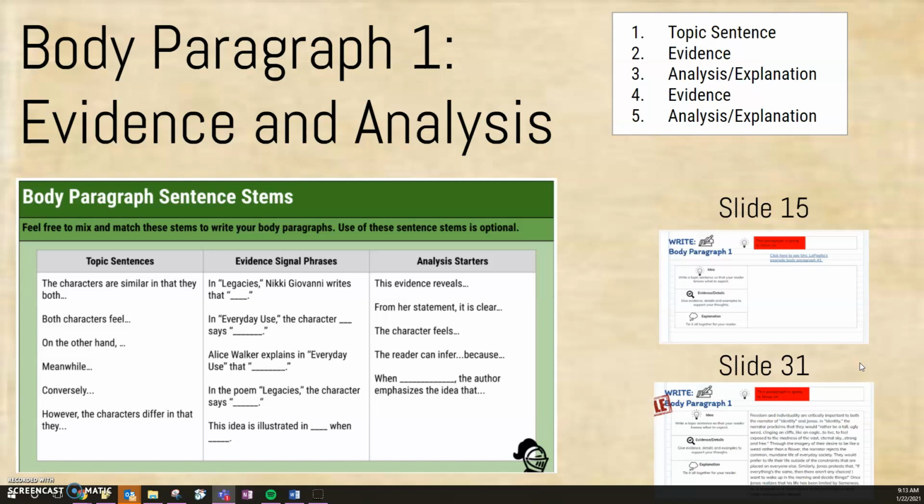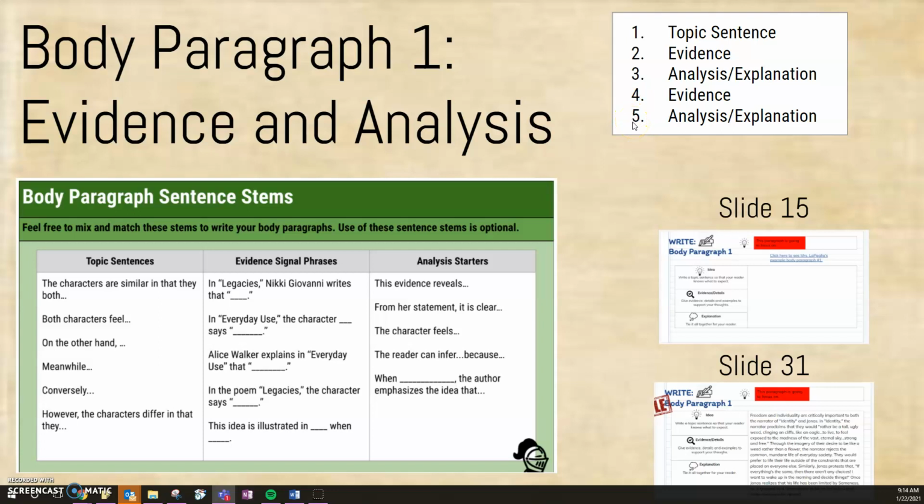Next, you'll need to write your body paragraphs. Your topic sentence should already be done, so you'll need to provide your evidence that you've already gathered, along with an analysis and explanation. You can use the sentence stems that you see on the screen to mix and match and write your paragraph. The paragraph should be structured with topic sentence, evidence, an analysis and explanation, evidence from the other piece of literature, and then an analysis and explanation.